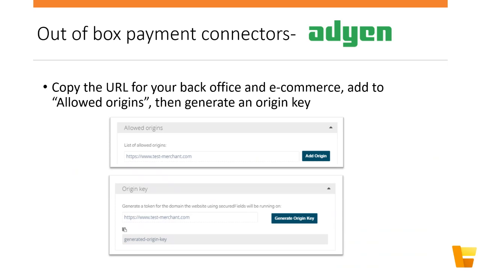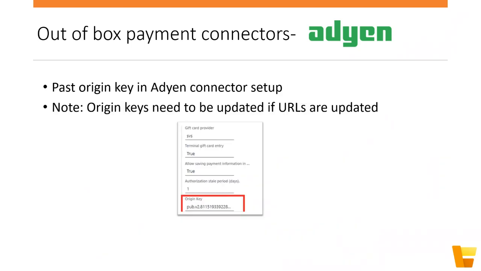Adyen has a newer way where you don't have to have these specific origin keys for each URL. We haven't adopted that yet. So for the time being, if you change the URL, you need a new origin key. And once you get that origin key, you paste it here in your merchant properties and you're good to go.